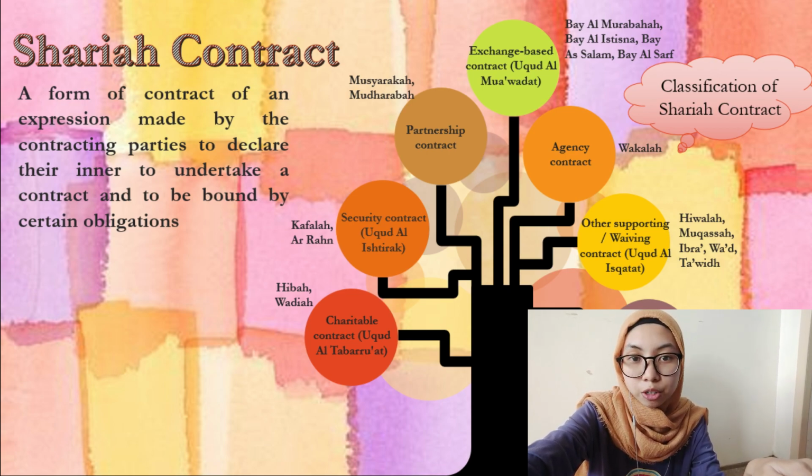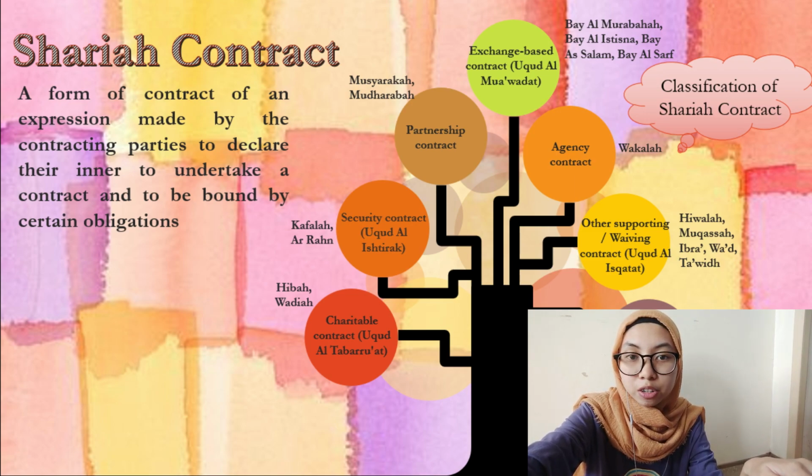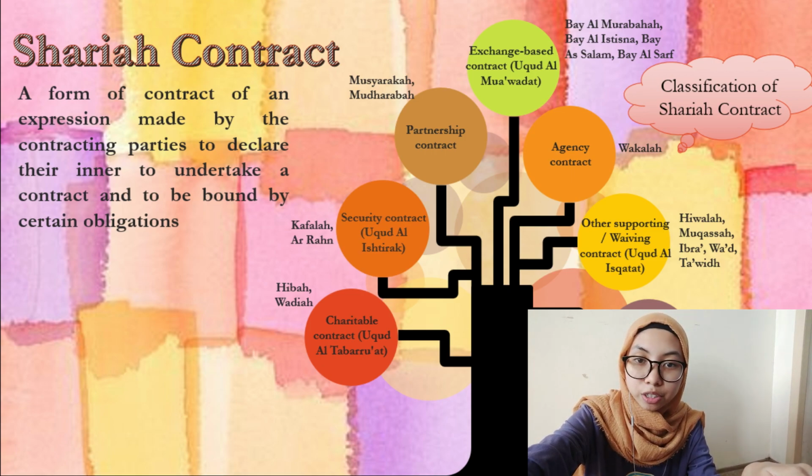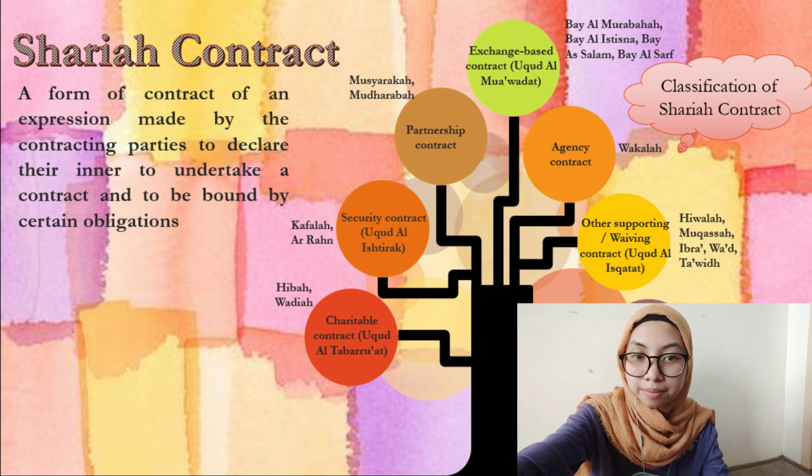Next is partnership contract. Partnership contract is an agreement in partnership which sets out the terms and conditions of the relationship between partners, including the percentage of the ownership, distribution of profit and losses, and the period of the agreement. In Sharia, there are two types of partnership contract, which are musyarakah and mudarabah. The difference between these two is the capital provided.